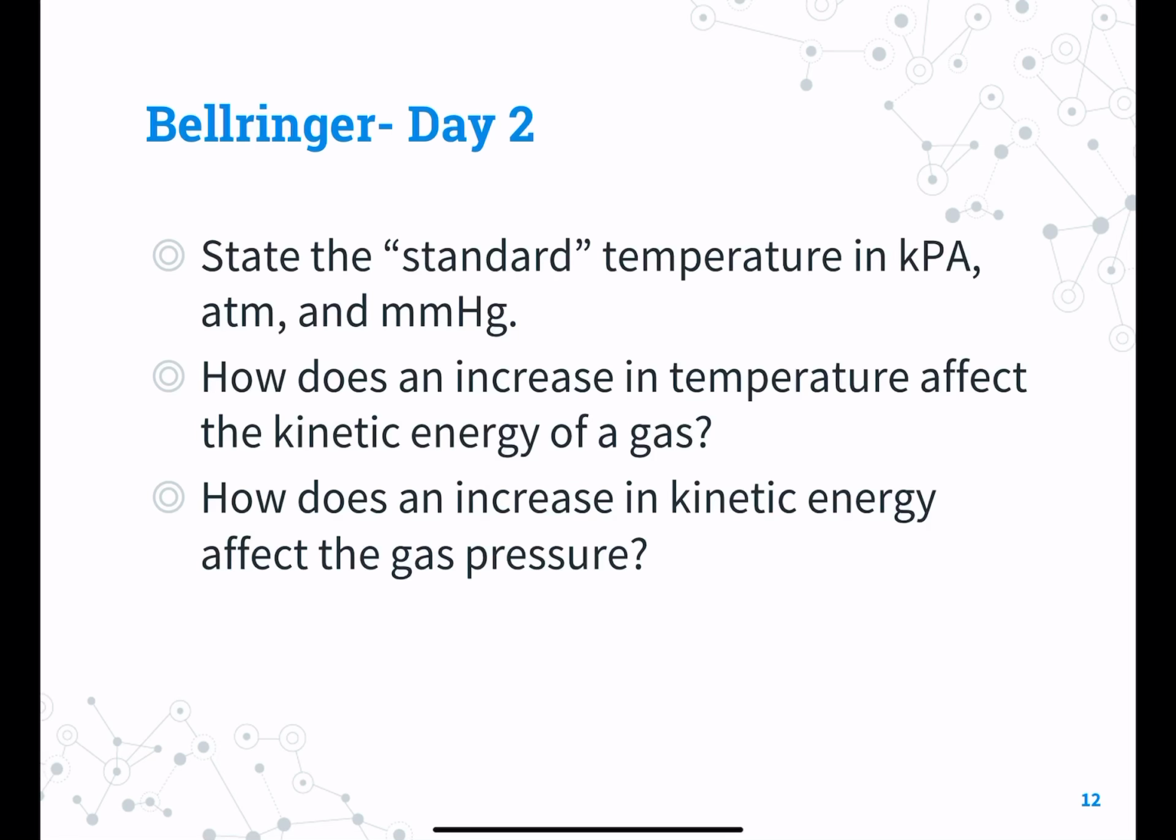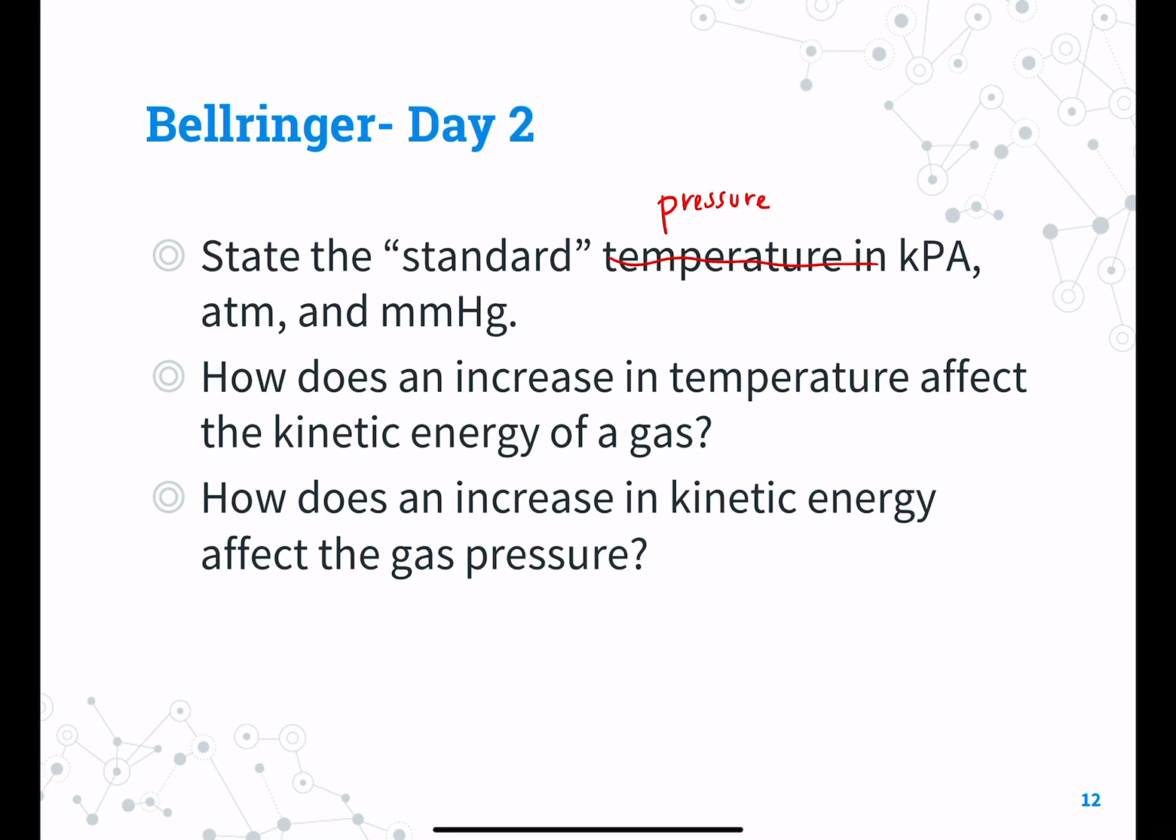State the standard pressure in kPa, atm, and mmHg. Those are right there on your formula sheet. You've probably already committed them to memory. If you haven't, they're right there in front of you, easy to access and read. But it's 101.3 kPa, 1 atm, and 760 millimeters of mercury. Not standard temperature, standard pressure. That should read standard pressure. Standard temperature is 25 degrees Celsius.